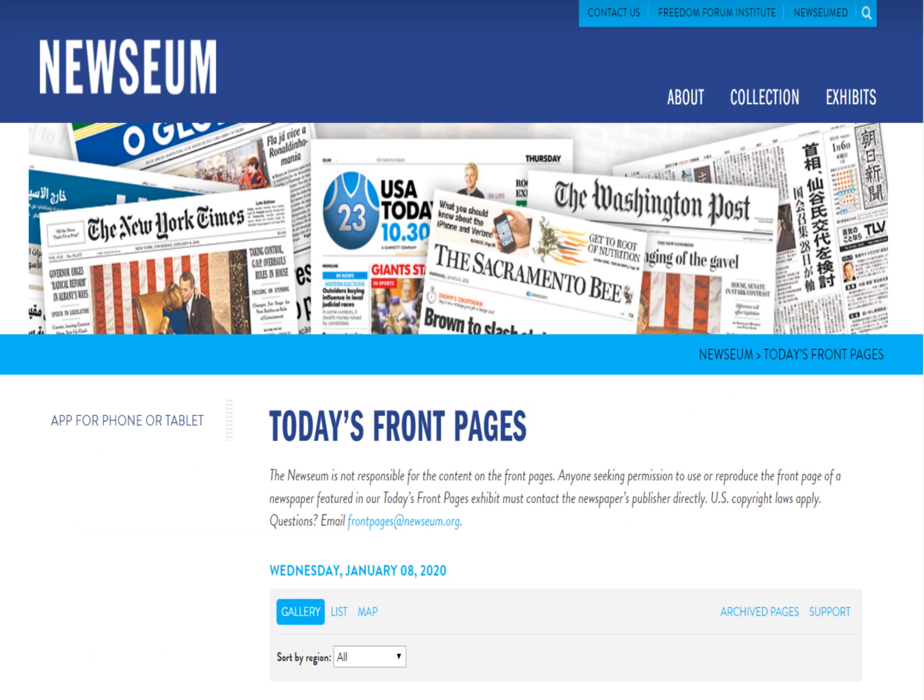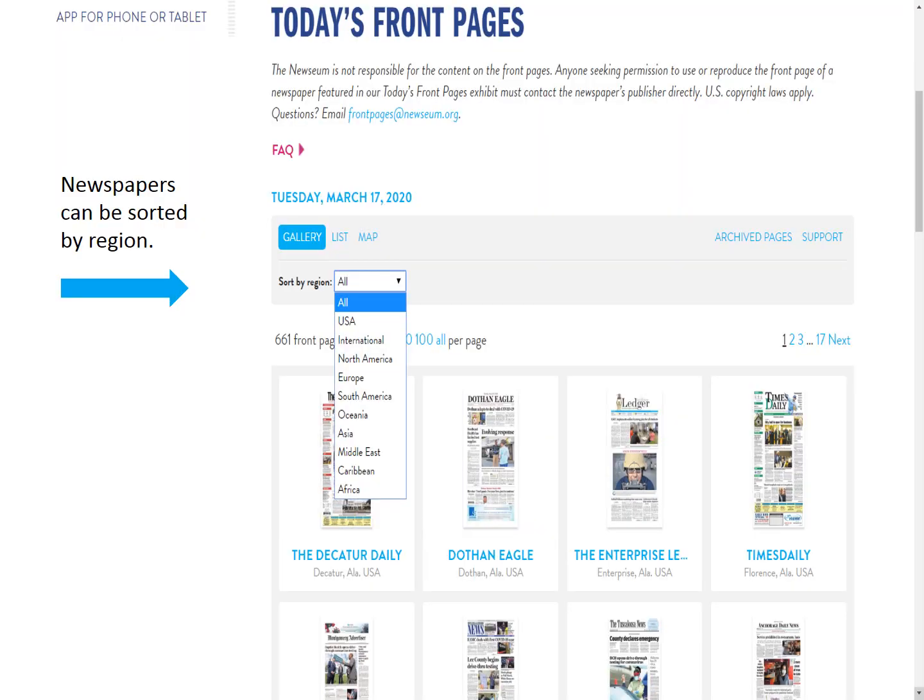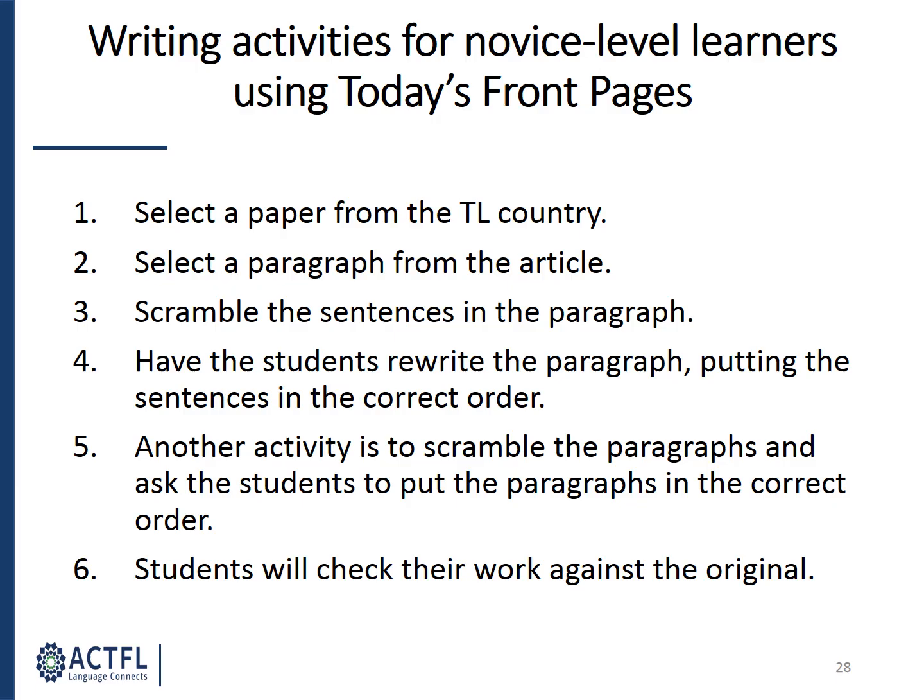This is a screenshot of today's front pages. It's their main page, and this website is sponsored by Newseum. This screenshot shows how newspapers can be sorted by region, and on the next few slides I'm going to share with you some ideas for using today's front pages to stimulate interpretive reading and presentational writing for 3 levels of proficiency: novice, intermediate, and advanced.